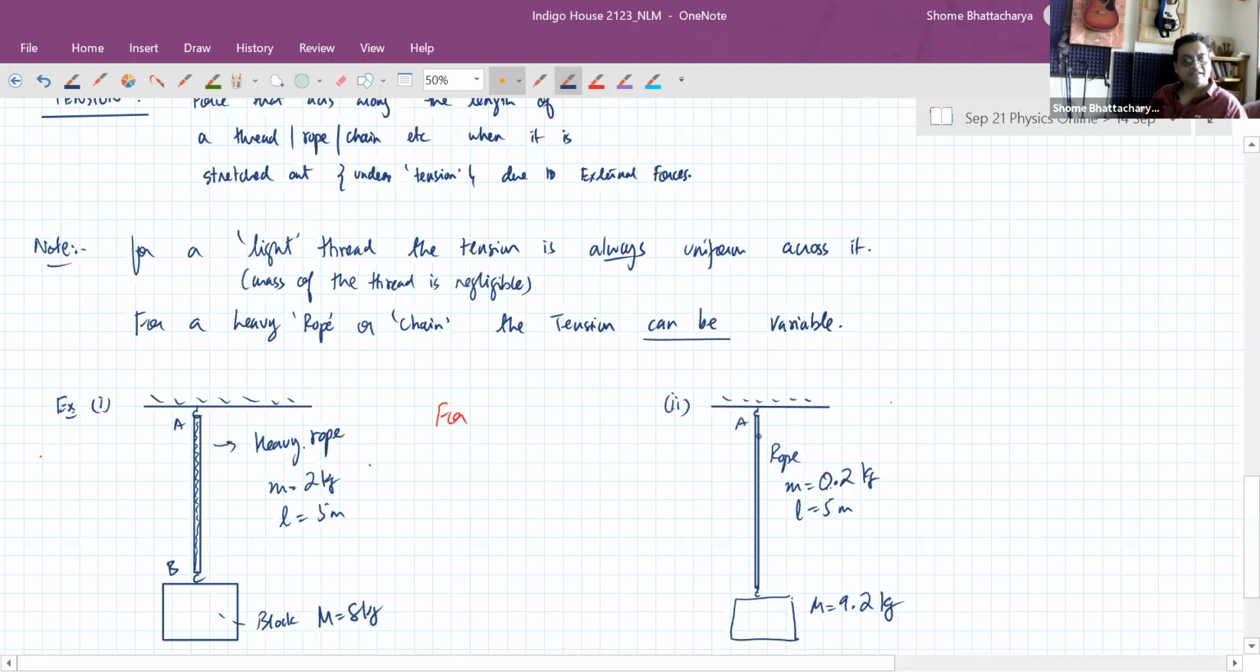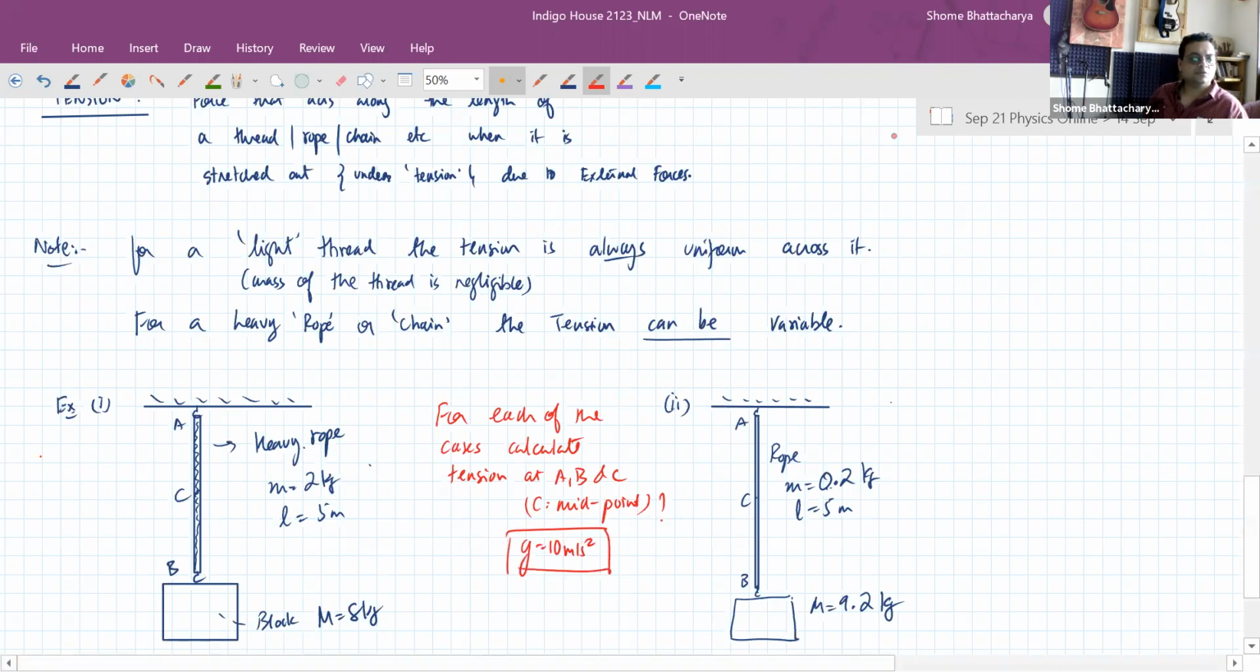Now, for each of these cases, we have to calculate the tensions at the two ends A and B of the rope, and also at the midpoint C of the rope. For each of the cases, calculate tension at A, B, and C, C being the midpoint. Take g as 10 meters per second square.